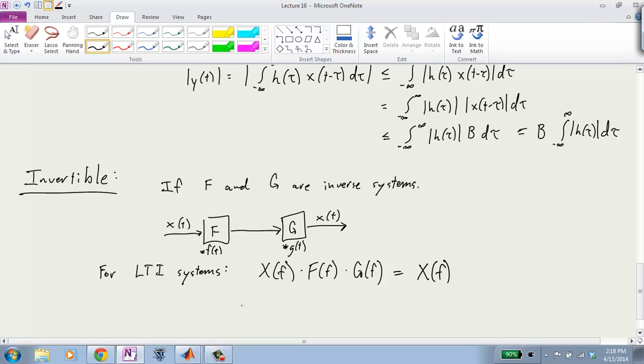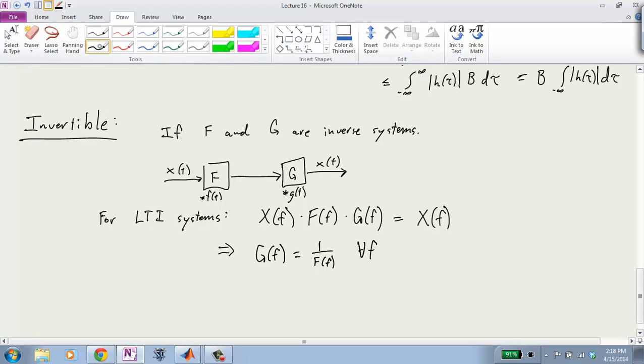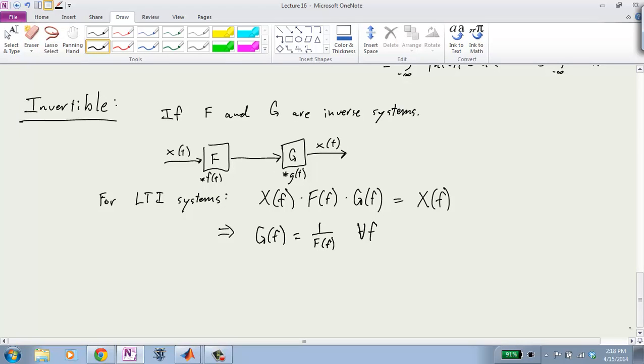Therefore, if these are inverses of each other, then F times G equals 1, or let's say G of f equals 1 over the first system for all f. Okay, so if g is the inverse of f, then in the frequency domain, it's literally the normal inverse we think about with fractions, right? It's 1 over the Fourier transform of the original system. Okay, so this leads to some interesting discussions now about what this does. Okay.